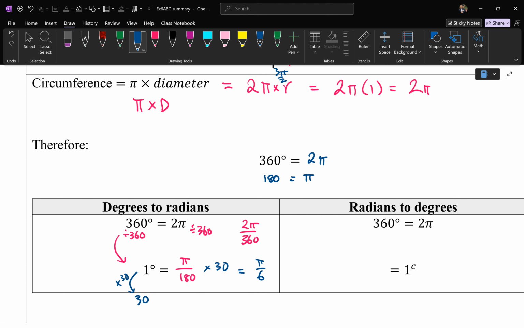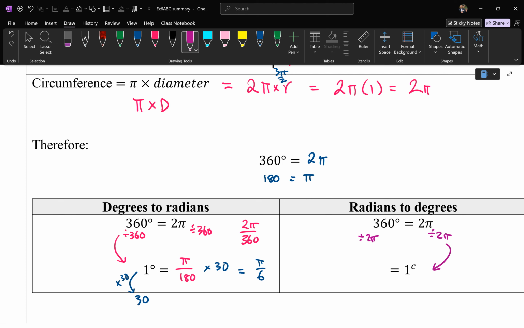And then same thing, if you wanted to do radians to degrees, same idea. I want 1 radian, not 2 pi radians. So then I'll do the same thing. I say divide both sides by 2 pi. And you can see 2 pi divided by 2 pi gives me 1 radian, which remember, that's the distance around the circle. It's the circumference.